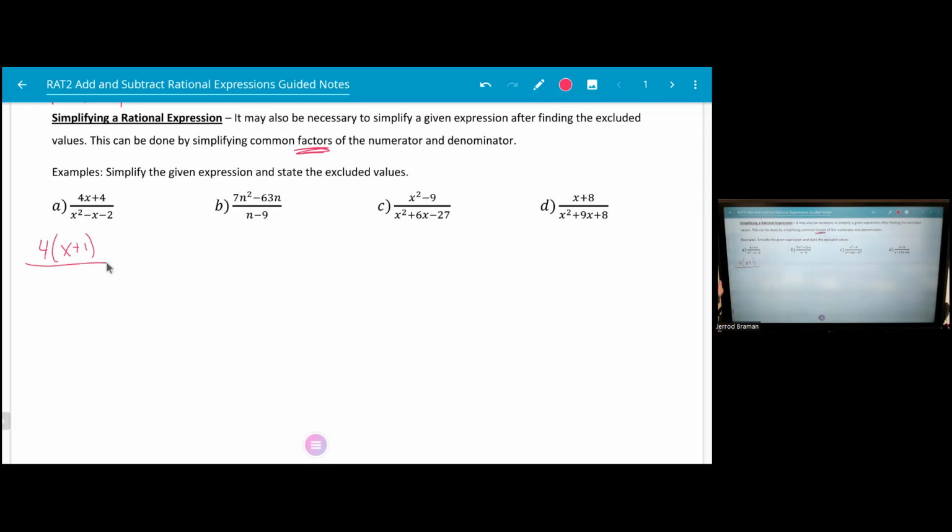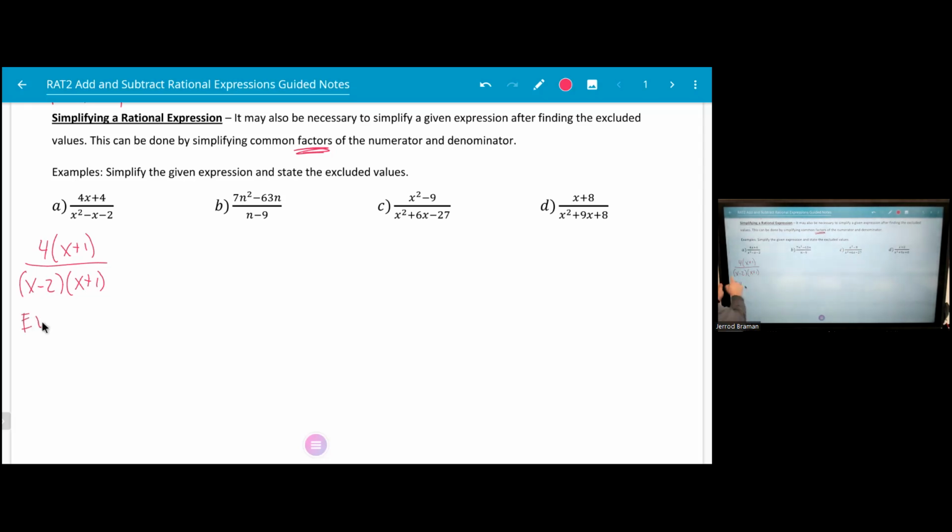Well, let's see, what multiplies to -2 but adds to -1? That'd be -2 and +1. So I've got x minus 2 and x plus 1. Hopefully you're starting to see this. It's at this point, before we do any simplifying, we have to make note of what our excluded values are. Our EVs, you just take the denominator. What are the values that the denominator can't be?